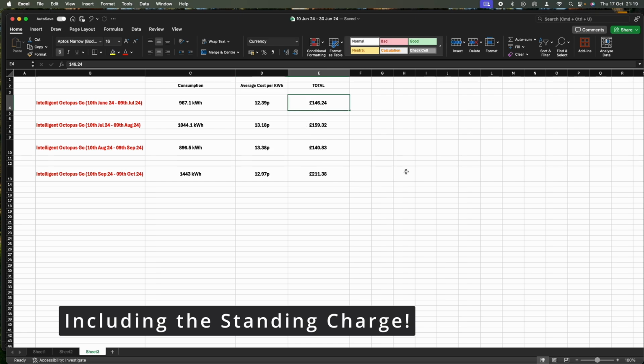In July, again, this is the middle of the summer really, we used more because we traveled a lot more in the summer going away and charging two EVs. So we used a lot more, but because our average again was 13.18p, it came up to 159.32.